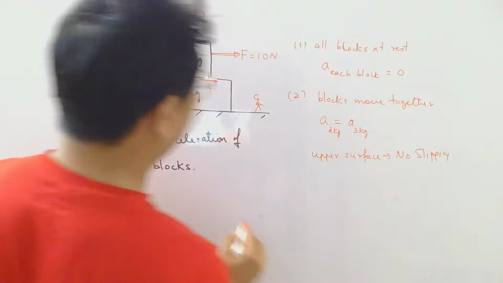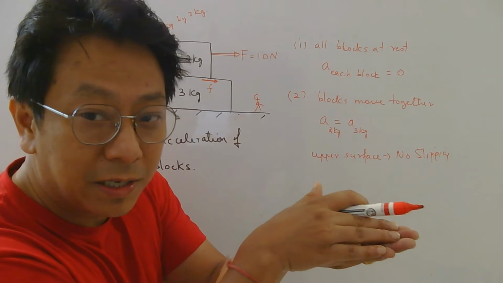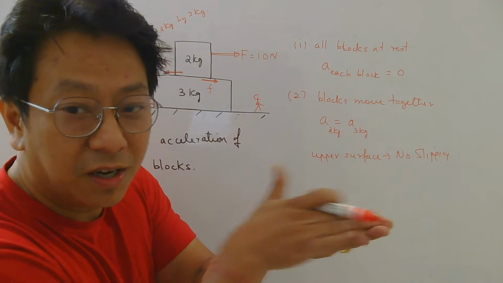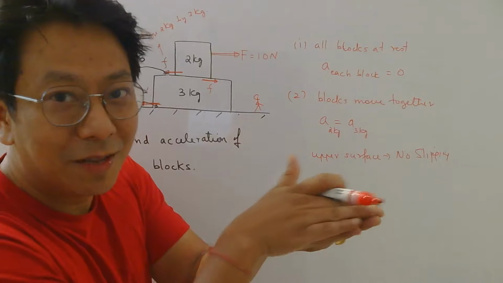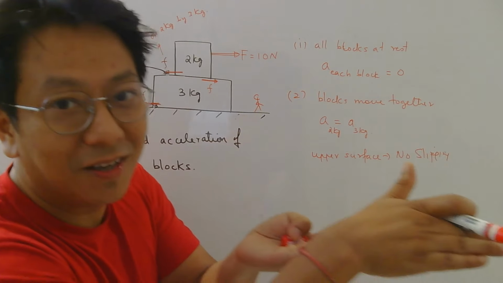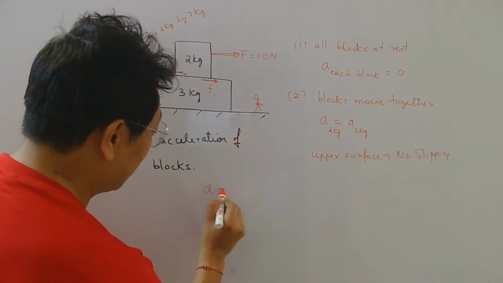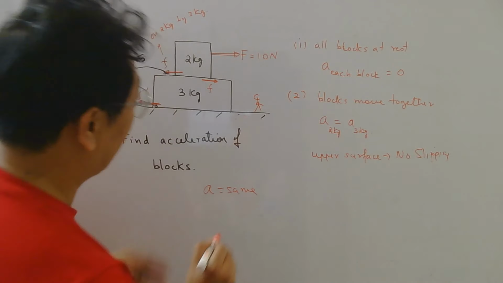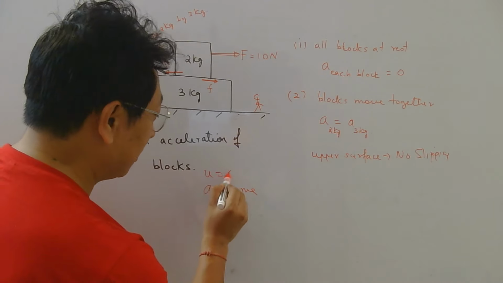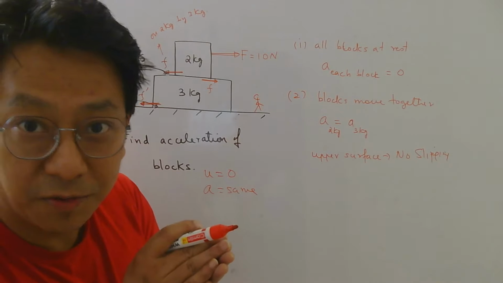Why no slipping? Because they are moving together. Slipping means one will move faster than the other. Yes or no? But if they move together, because the acceleration is the same and both the blocks started with 0 initial velocity, both of them started from rest.